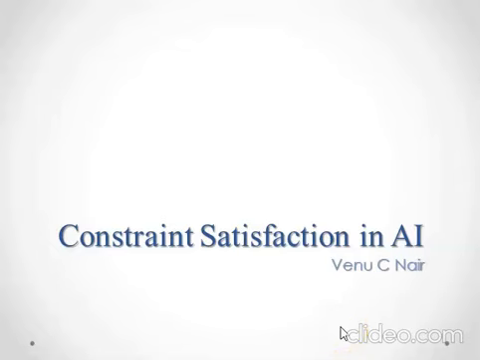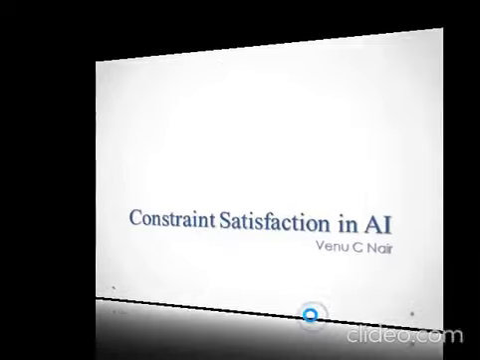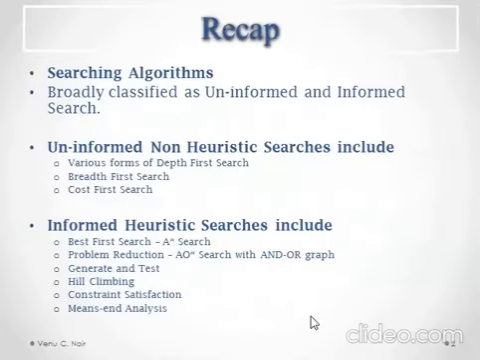Before moving on to the new topic, constraint satisfaction in AI, let us quickly recap what we have studied. We have gone through searching algorithms in the previous classes. It is broadly divided into two as uninformed and informed searches. In the uninformed searches, we have seen various forms of DFS, then BFS. The other one was cost first search.